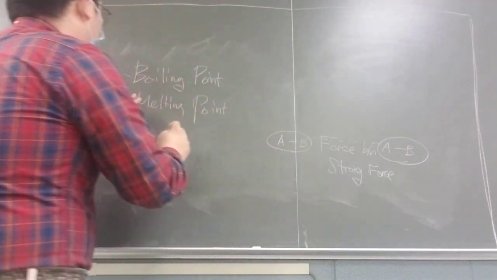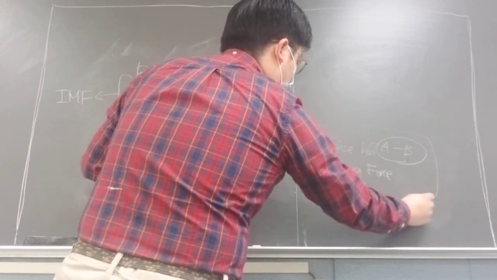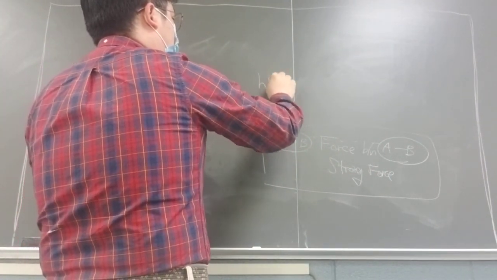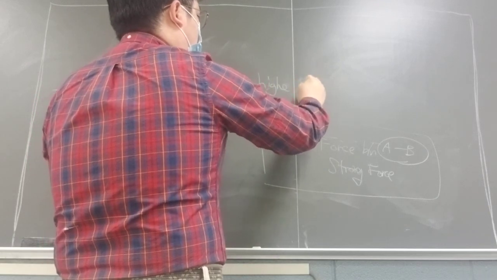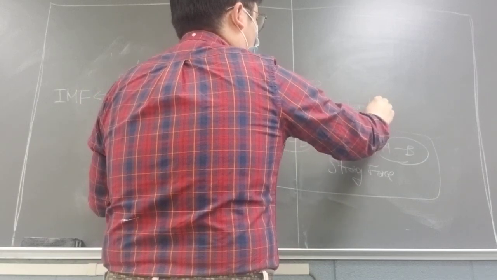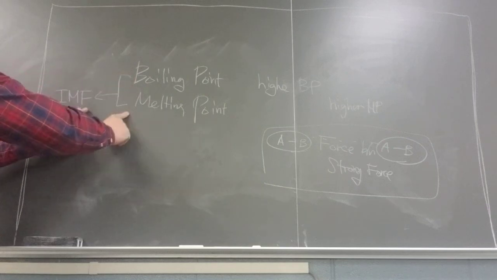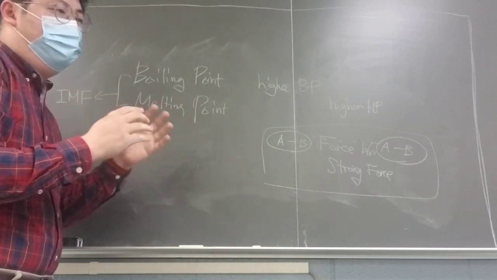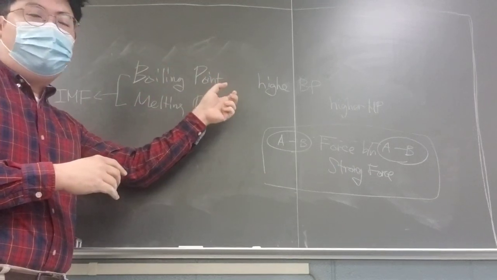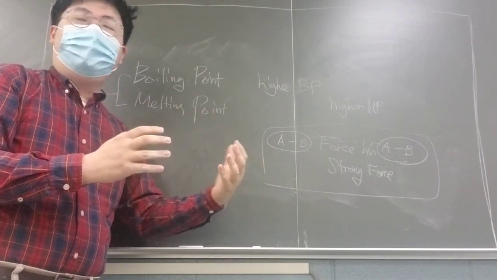Then this molecule will have higher boiling points and also higher melting points. That's what it means. So intermolecular force is crucial for those two physical properties, because this will determine how high or how low the boiling points or the melting points those molecules will show you.